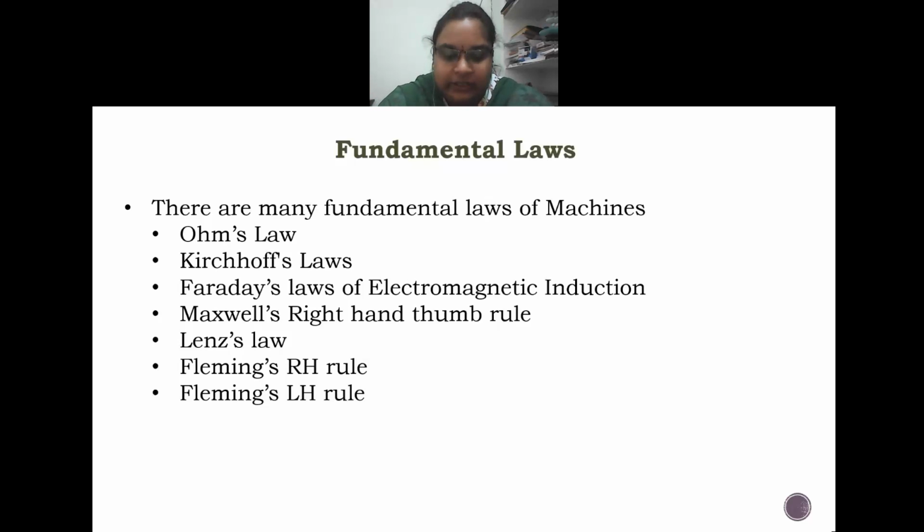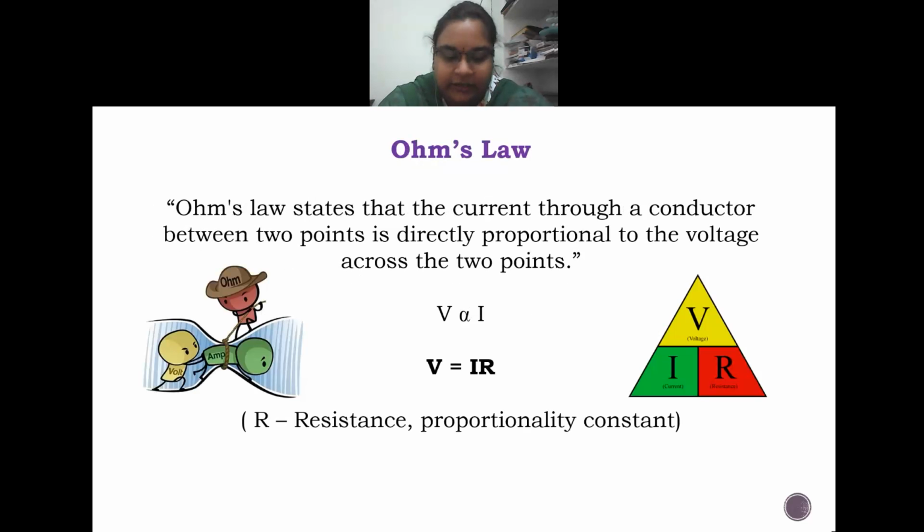The first one is the fundamental law of electrical engineering, which is called Ohm's law. So let us see what Ohm's law states.